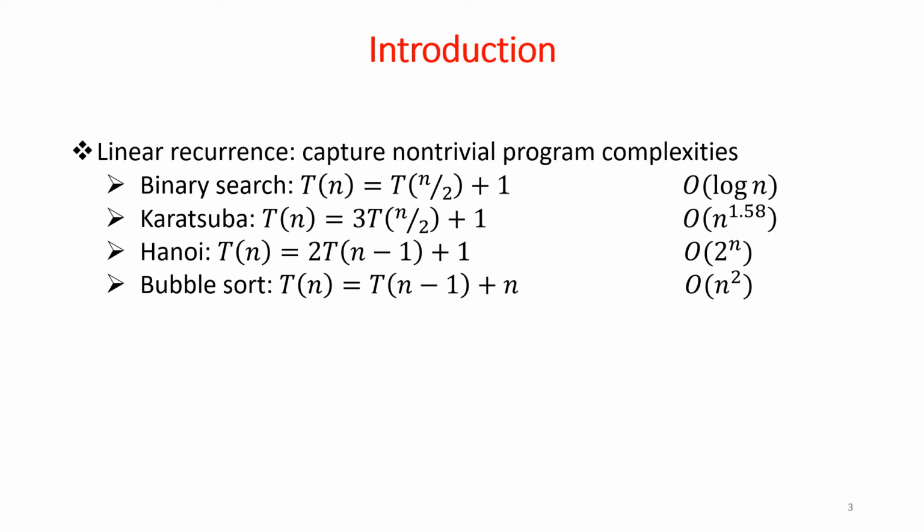We use recurrence relations because simple recurrence relations over linear terms are expressive enough to capture non-trivial program complexities. For instance, binary search has logarithmic complexity. Karatsuba multiplication algorithm has a non-polynomial complexity. Building the Tower of Hanoi has an exponential complexity, and mergesort has a quadratic complexity. All these complexities are expressed by simple linear recurrences.